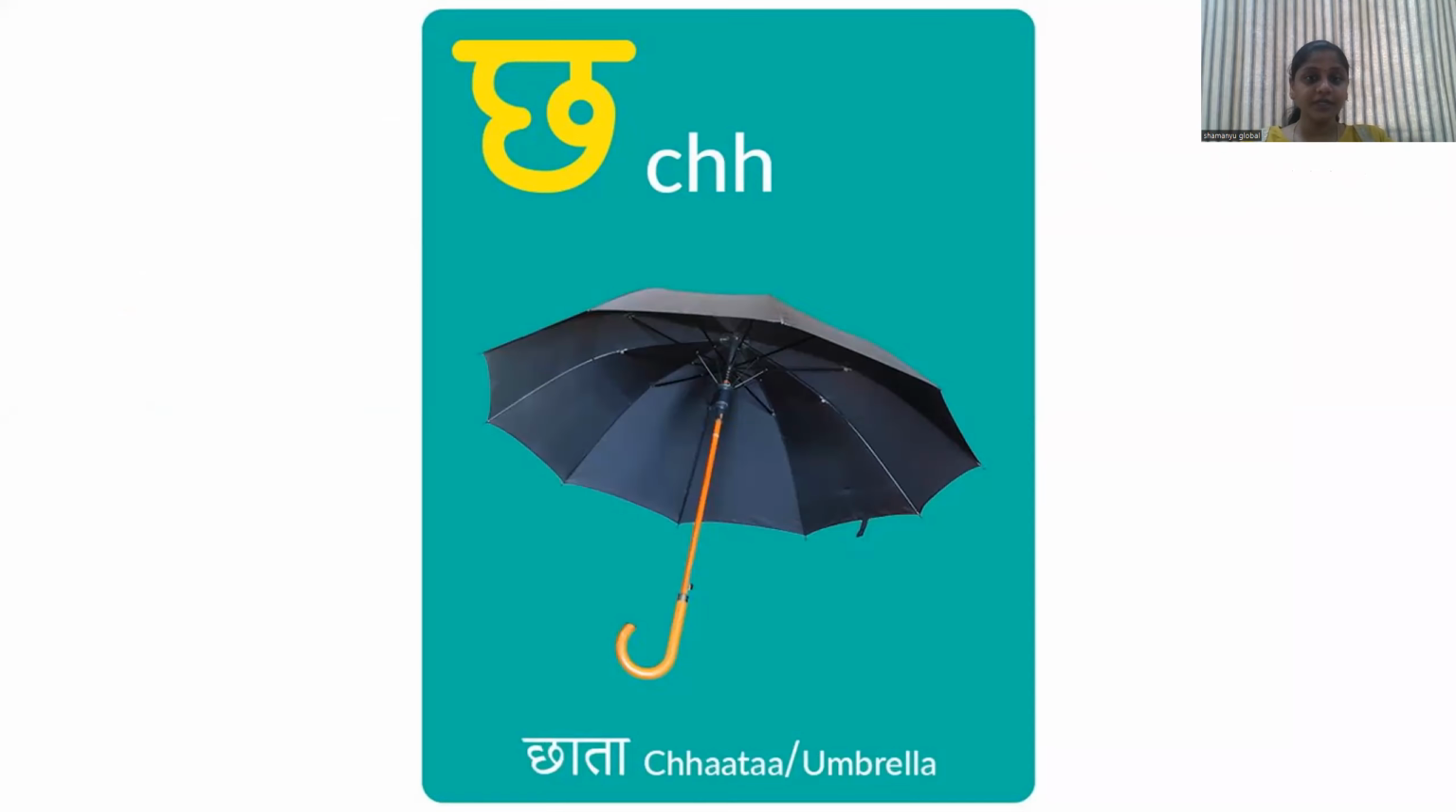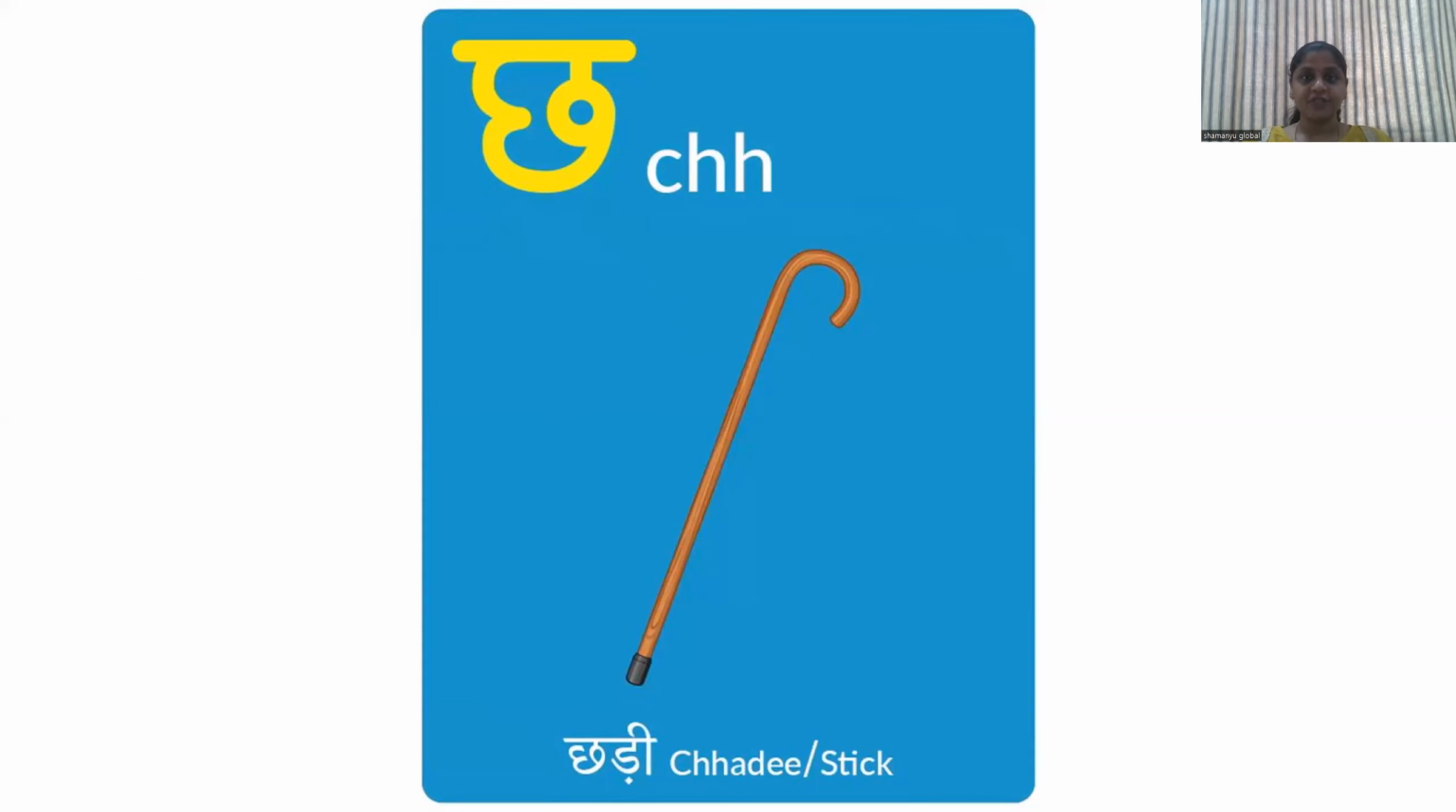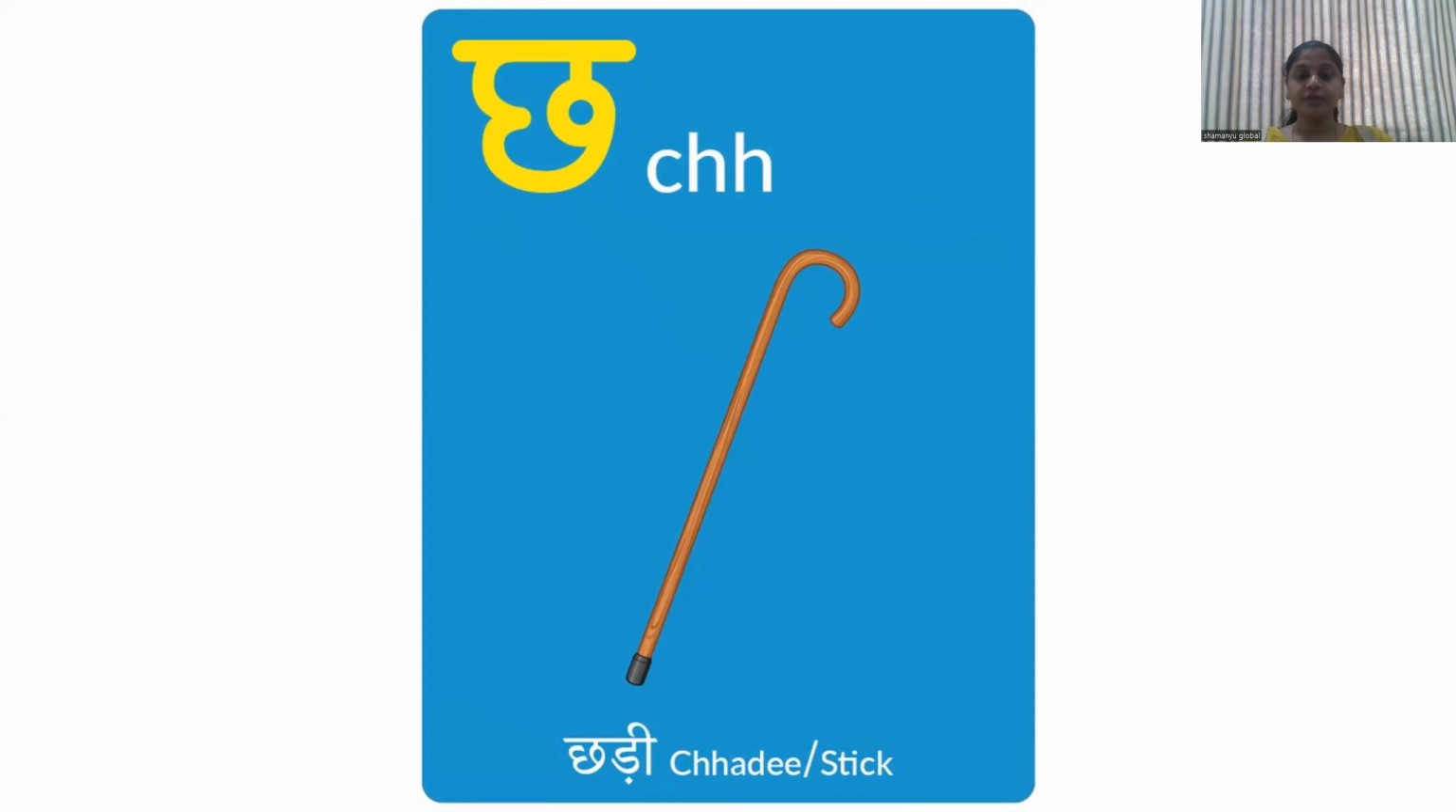So what are the 3 words? Cha se chhata, Cha se chota, Cha se chadi. So these are the different words which start with the letter Cha. Hope you liked it. And now we will see the tip of the day.